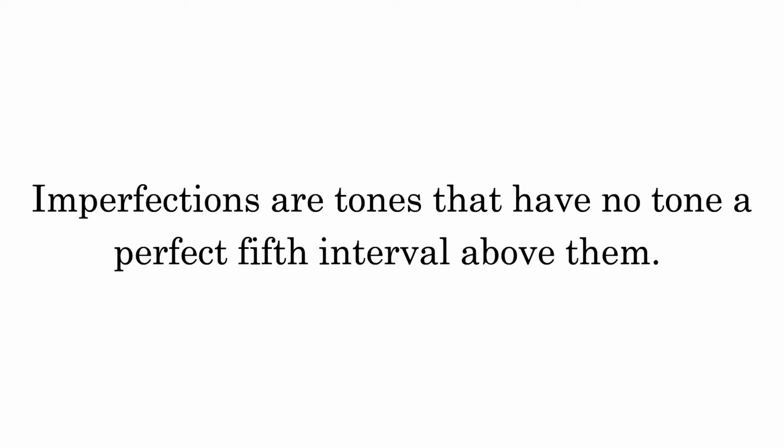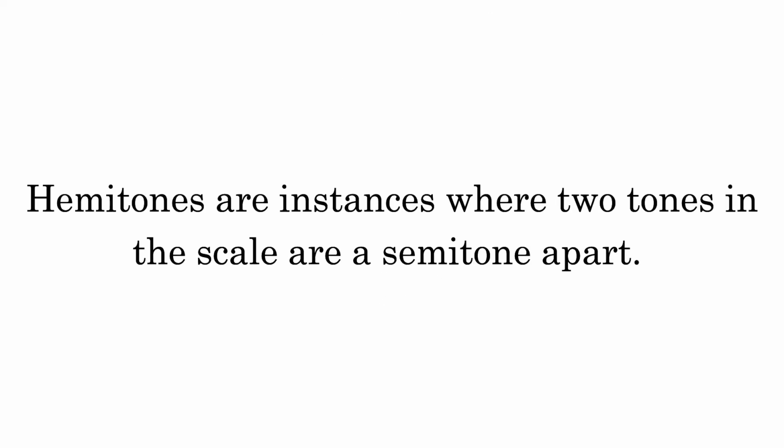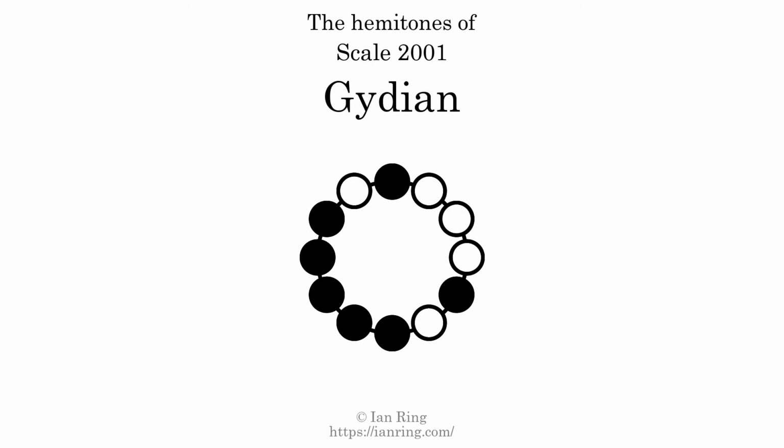Imperfections are tones that have no tone a perfect fifth interval above them. This scale has 5 imperfections. They are at positions here, here, here, here, and here. Hemitones are instances where 2 tones in the scale are a semitone apart. This scale has 4 hemitones. They are at positions here, here, here, and here.